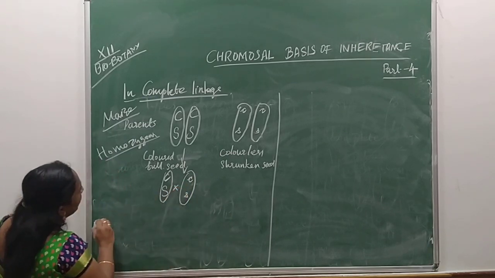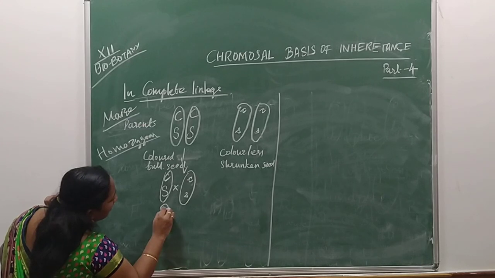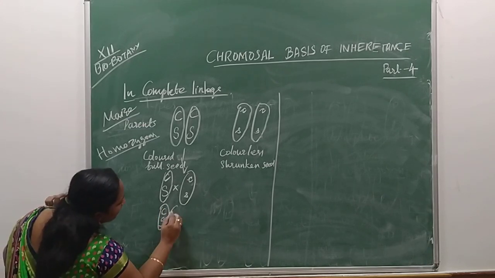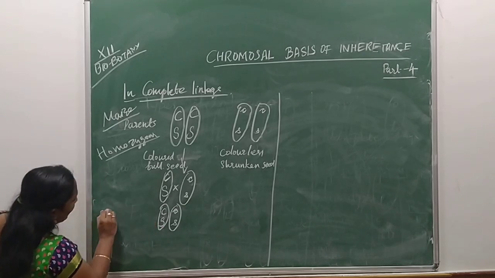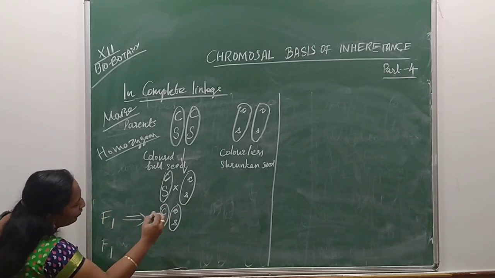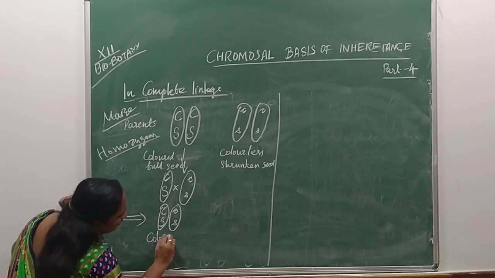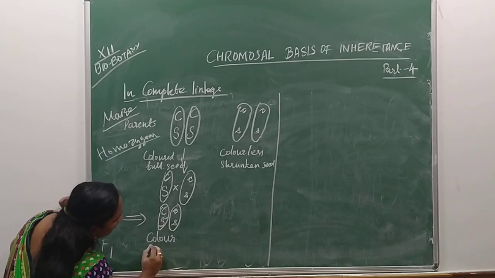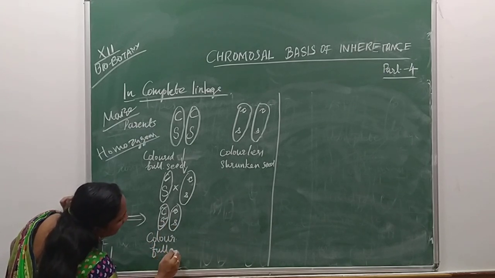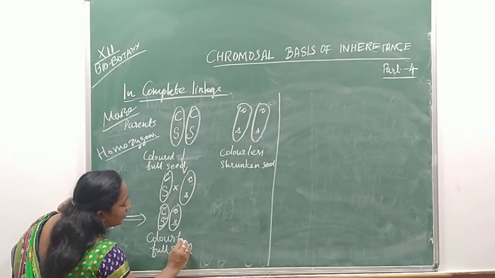So now if you are crossing the parents, what will you get? Capital C, capital S, small c, small s. So this is the F1 hybrid, F1 generation. What is the result? What is dominant here? Colored and full seeded. Colored and full seeded.